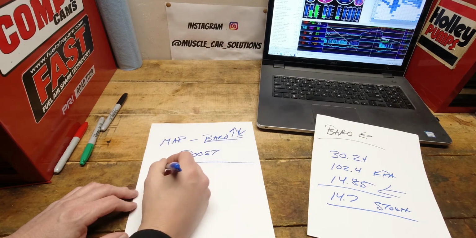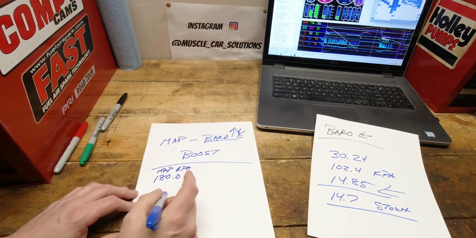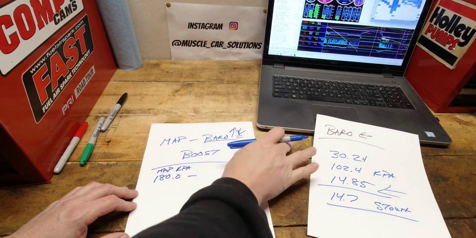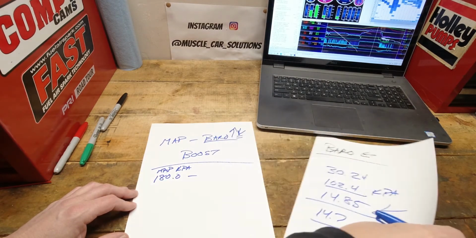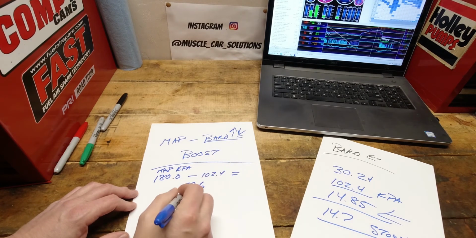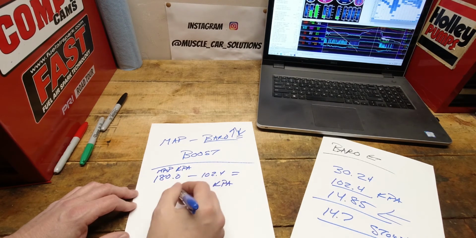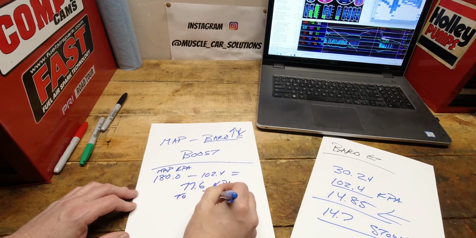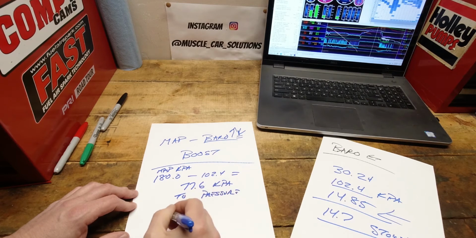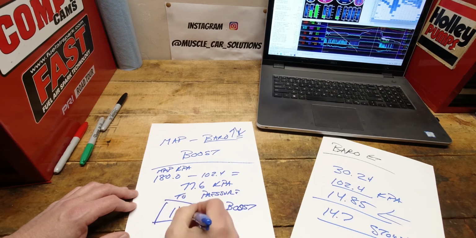Our max kPa for MAP was 180. Now, when we subtract the barometric pressure kPa number here, 102.4, that equals 77.6. Now, that's still in kPa, but when you convert that kPa over to pressure, it gives you 11.2549 boost. Now, that 11 PSI of boost is what we're normally used to seeing, and that's the number, PSI boost.